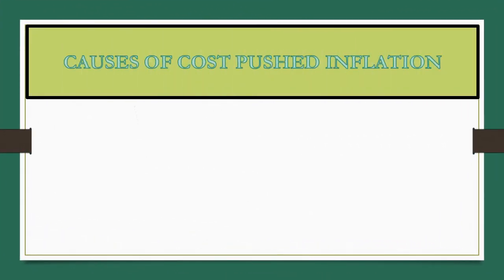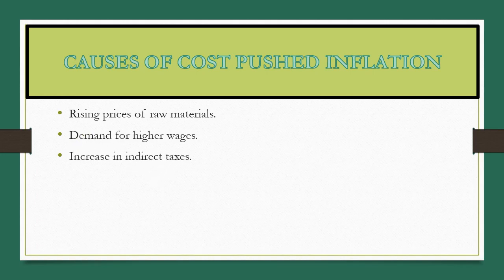What are the various causes? One, rising prices of raw materials. When the price of raw materials increases, it leads to cost push inflation. Two, demand for higher wages. When trade unions and workers demand higher wages, it adds to the cost of the producer, and the producer will respond by adding it to the price, leading to inflation.